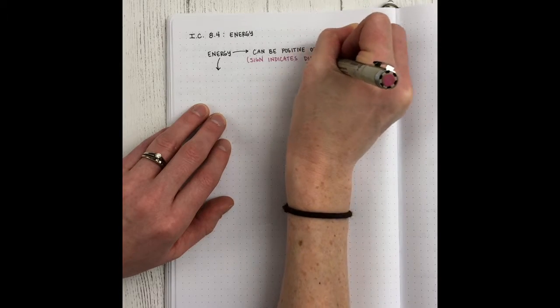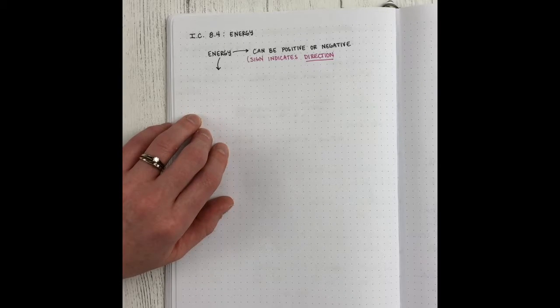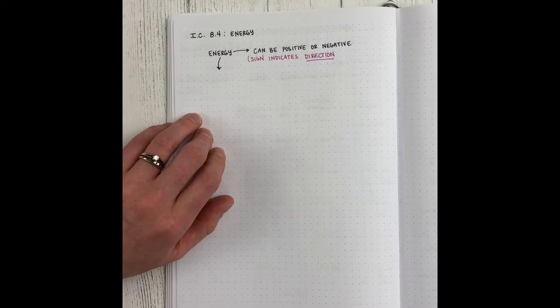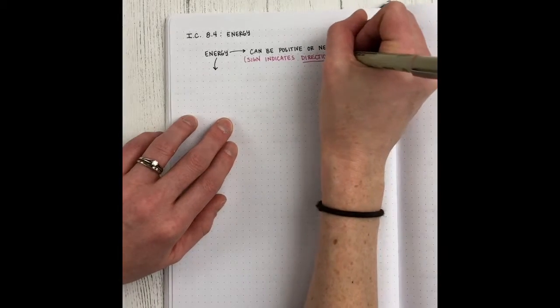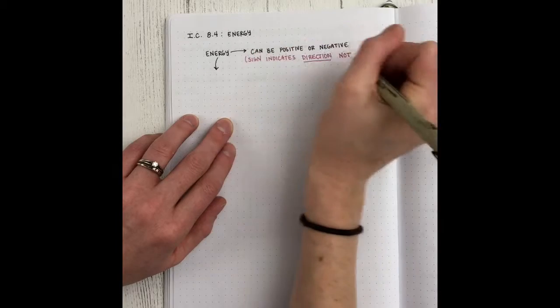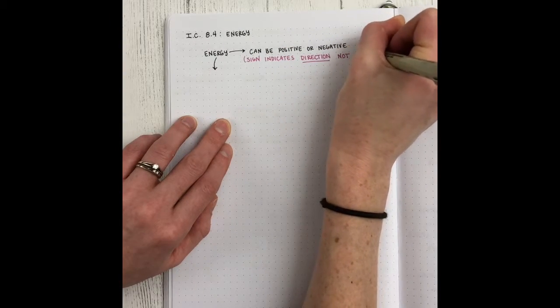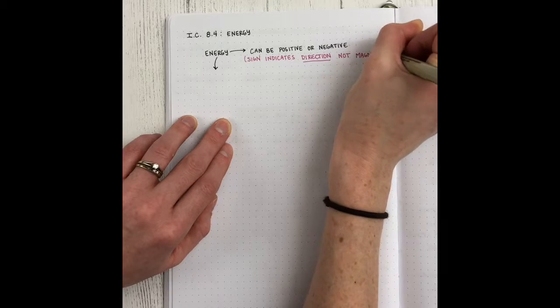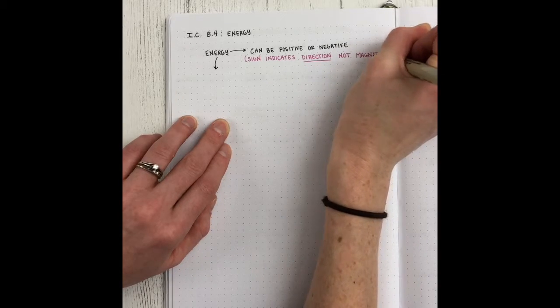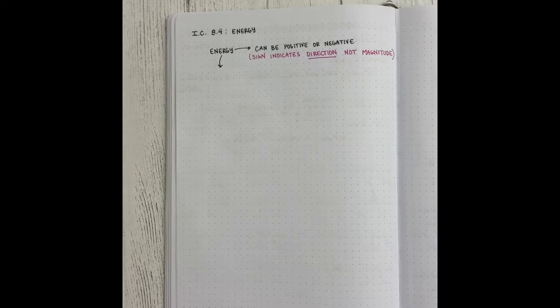So that sign doesn't indicate the magnitude of the energy. In other words, positive energy isn't more than negative energy. It's not a greater number than negative energy. That positive or negative sign just indicates the direction. If the energy is entering the system, it's a positive value. If energy is leaving the system, it's a negative value. And we'll draw a picture later on to help hammer this home. But energy can be positive or negative, and the sign just indicates direction.